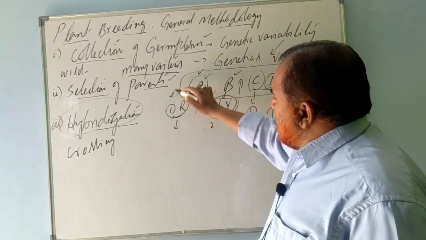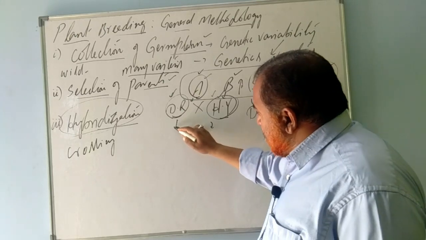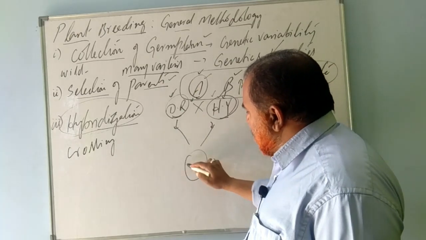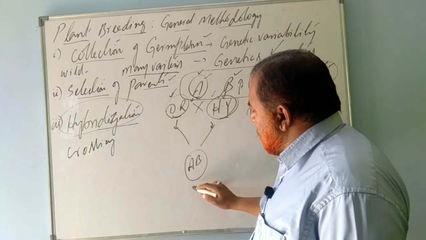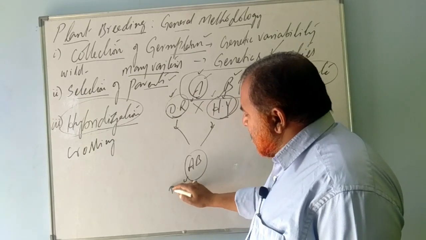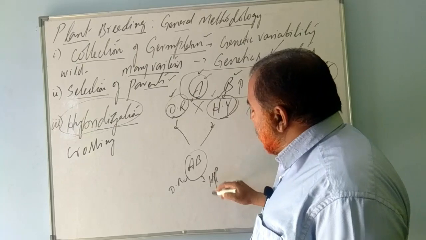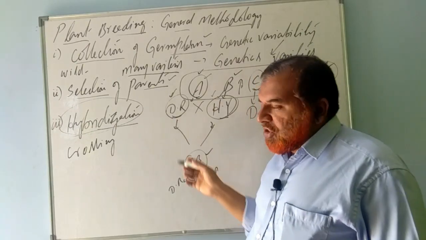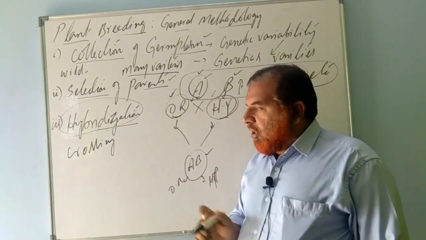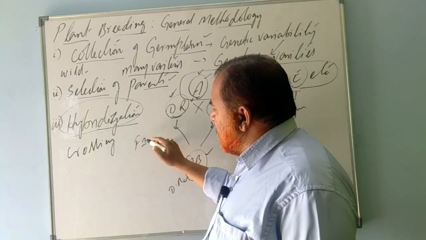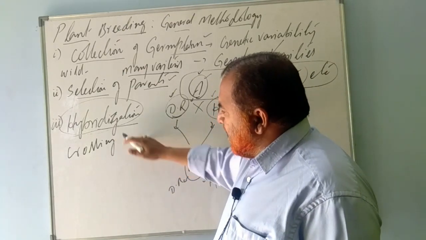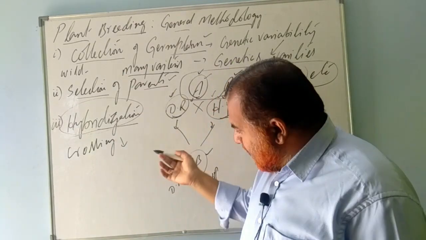So this variety is selected. This variety is selected. Now you are crossing between these two. You are getting a variety known as AB, which is both disease resistant and high yielding. Both these characteristics you got in one. Such a process is known as cross hybridization. Now you get here the F1 generation. Then the next generation you get here.